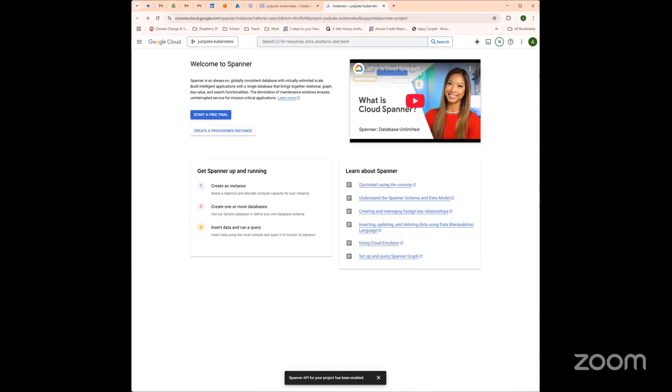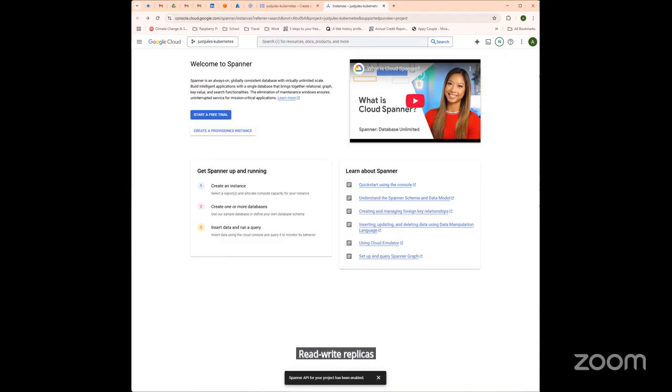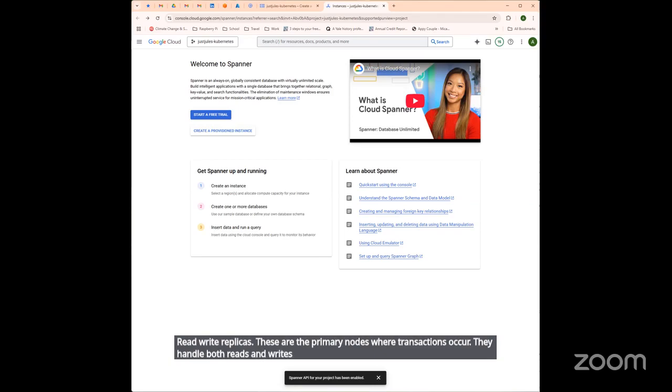So Spanner replica types are resilient by design. It doesn't just restore your data, it replicates it intelligently. Every Spanner instance is backed by multiple replicas, and they come in three types. Read-write replicas, these are the primary nodes where transactions occur. They handle both reads and writes and live in a specific region.